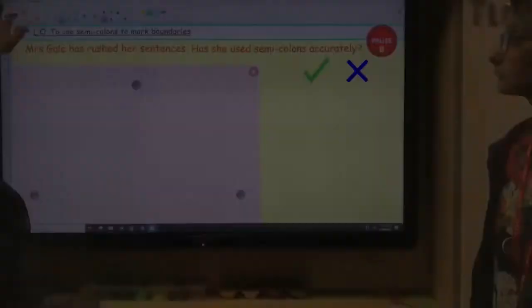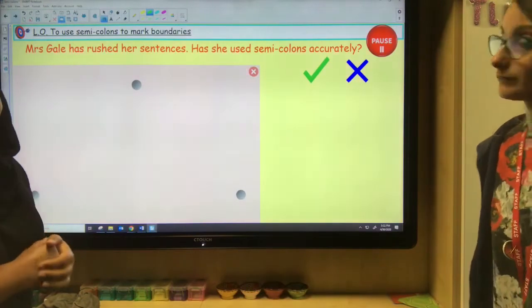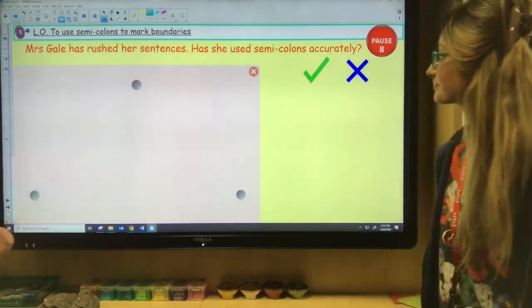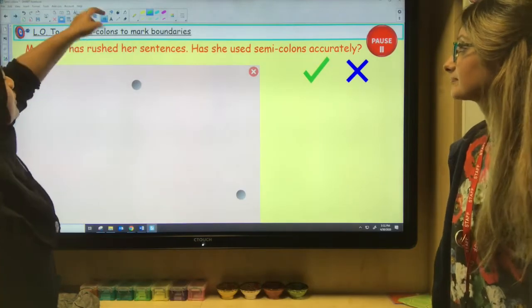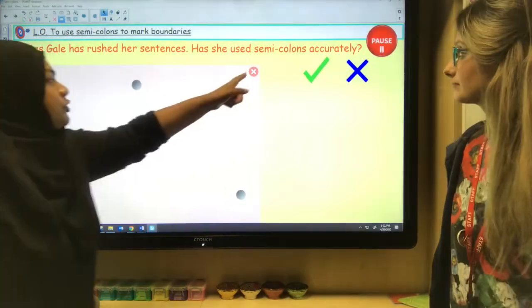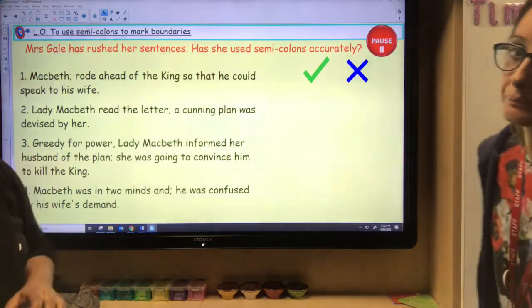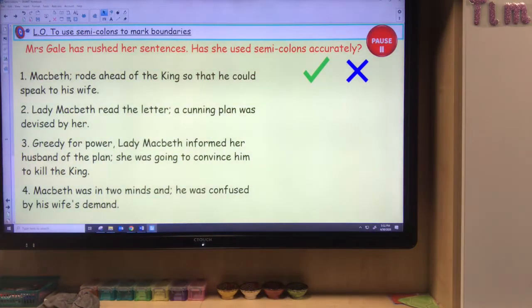All right, so you had to go write some sentences, didn't you, Mrs. Gale? Apparently I'm really bad at this. So Mrs. Gale has rushed her sentences. Has she used semicolons accurately? Show you all the sentences together. Pause the video here, and can you decide, has Mrs. Gale used semicolons accurately in her sentences? I'll read them to you.